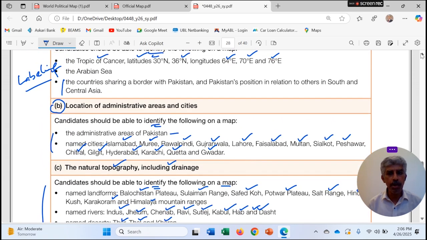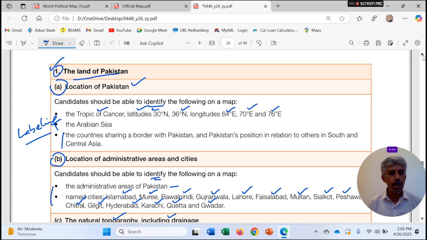So moving on to the syllabus now, the unit number 1, that is the land of Pakistan. First of all, the location of Pakistan on the world map, and the longitudes and latitudes, how they are measured, and students should be knowing that they are supposed to label 3 latitudes and 3 longitudes. Only these are the part of syllabus, nothing else, right?